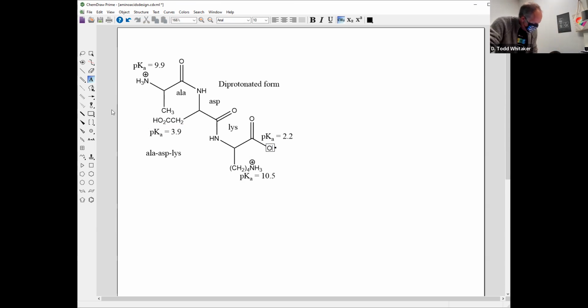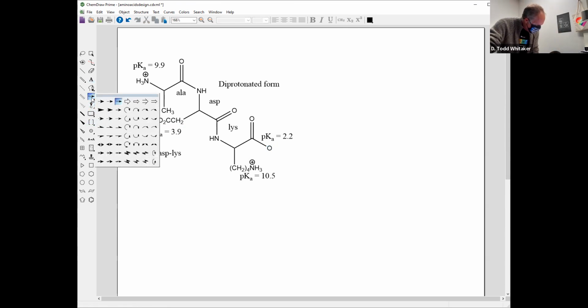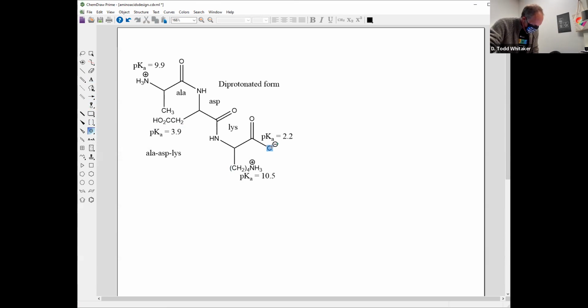It's an O with what charge? Negative charge. I'm looking for my charge. There they are. A negative charge. And that's one of them. What's the next lowest number? The 3.9 is now going to be a CO2 minus as well. And now you've got the diprotonated form.